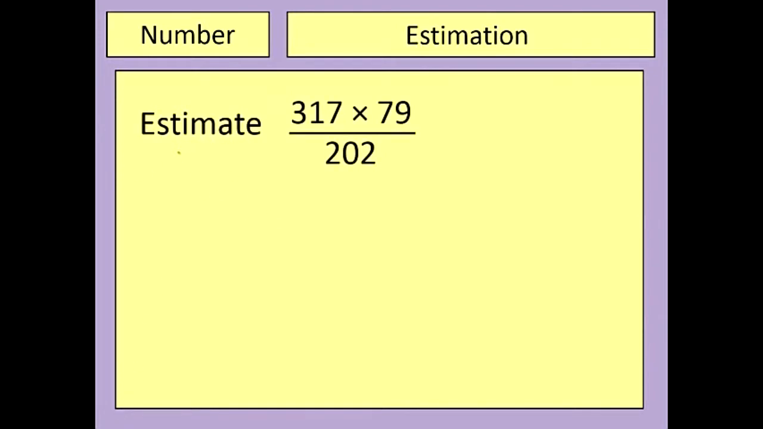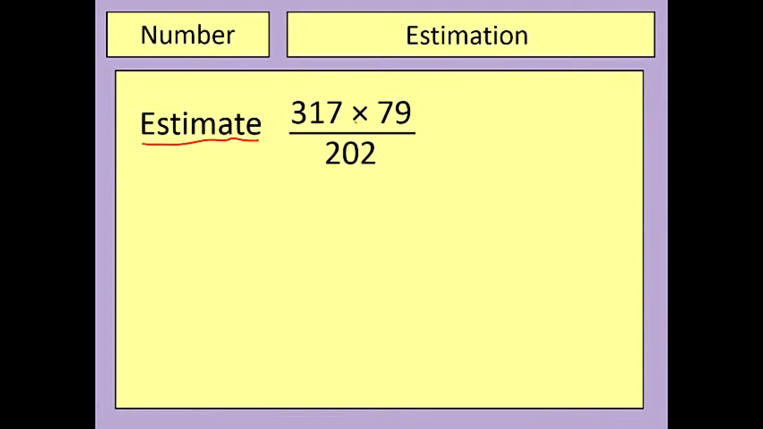Okay, estimation then. The key word here is estimate. If this said calculate, then we'd be expected to calculate this exactly and work out the exact value. But estimate doesn't mean that at all. Estimate means roughly what's this going to come out as. And when you estimate, you use one significant figure for all numbers all the time.